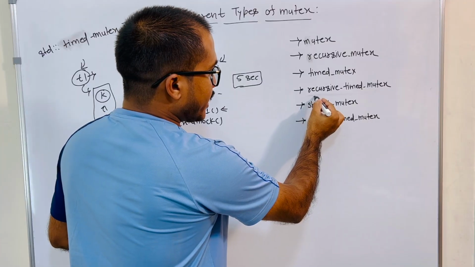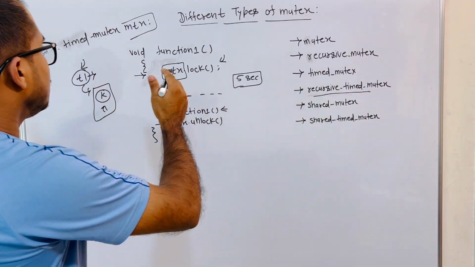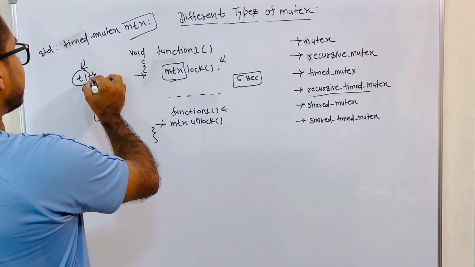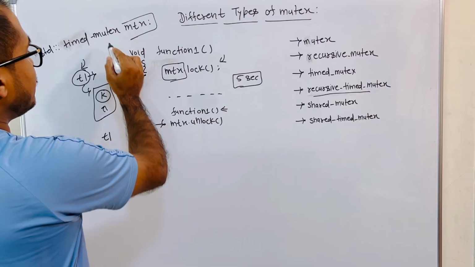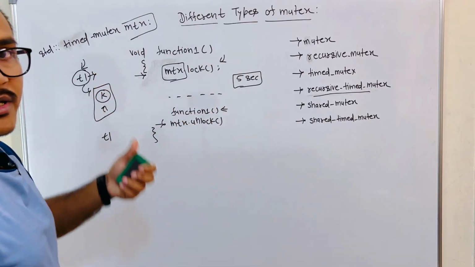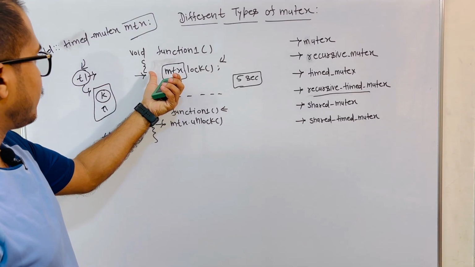Now if I talk about recursive timed mutex, then a timed mutex cannot be locked multiple times by the same thread. So let's say if T1 is trying to lock this particular timed mutex again and again, then that operation will fail, or T1 will keep on waiting at this particular point.